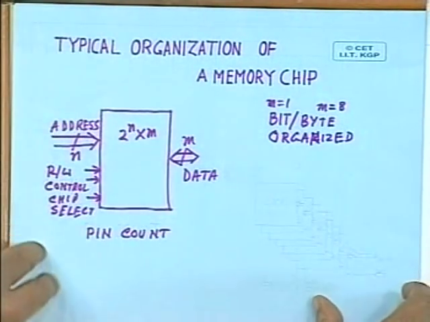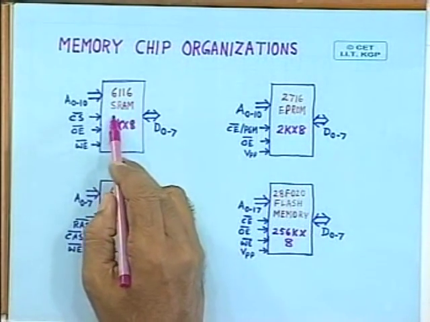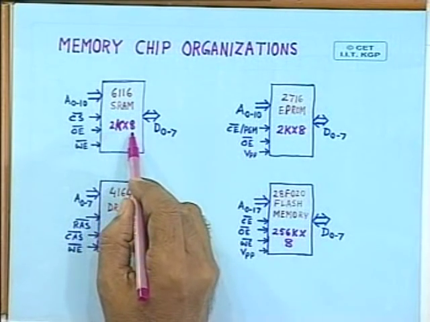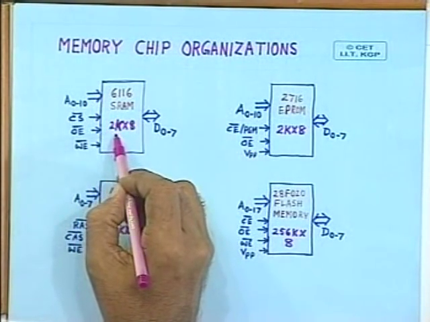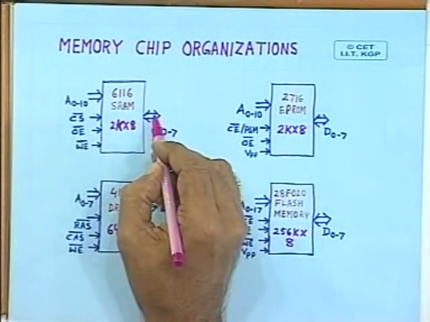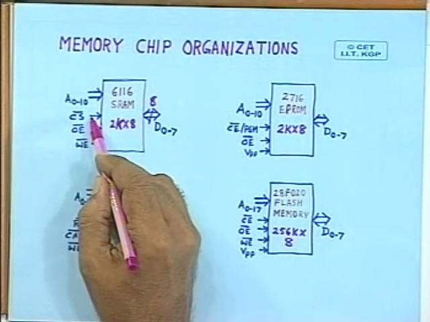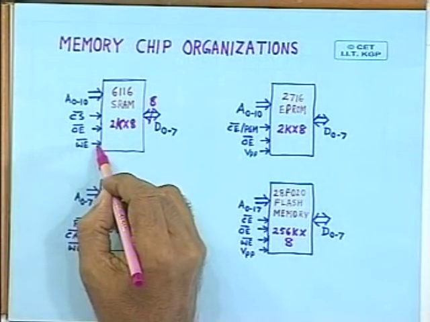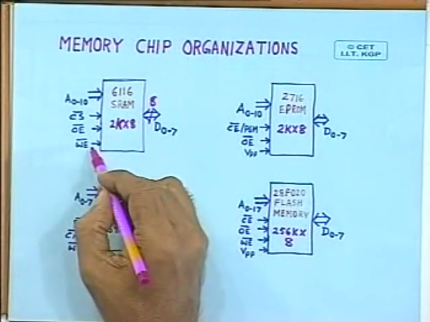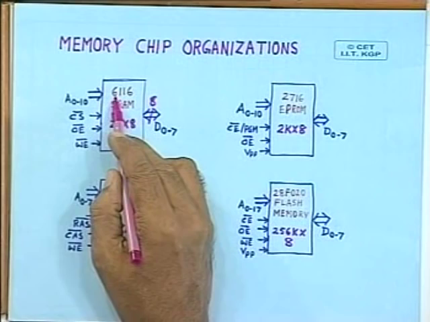Now, let us have a look at the different types of memory chips organized in different ways. This is the 6116 SRAM with 2K into 8 organization. As you can see here, these are the address lines, 11 address lines, with the help of which you can access 2K memory locations. And here you have 8 data lines, D0 to D7, so the organization is 2K into 8. The chip select and output enable are essentially for chip selection, and with the write enable, you can perform writing, and whenever this is 1, you can perform reading of this static RAM. So this is a 2K into 8 organization, chip 6116.